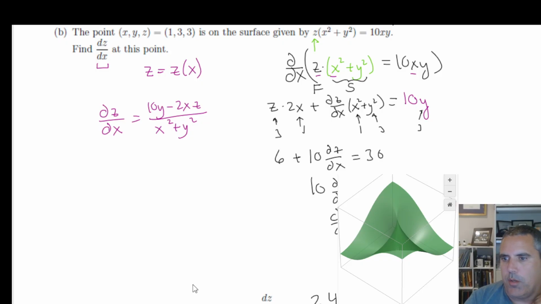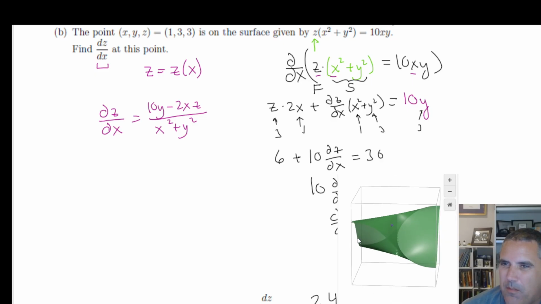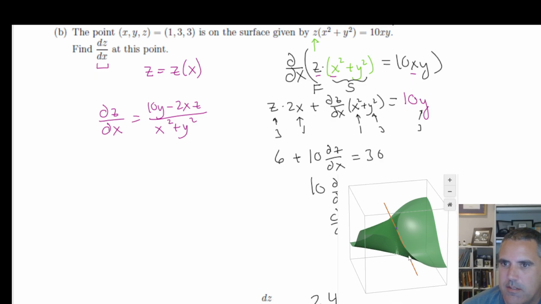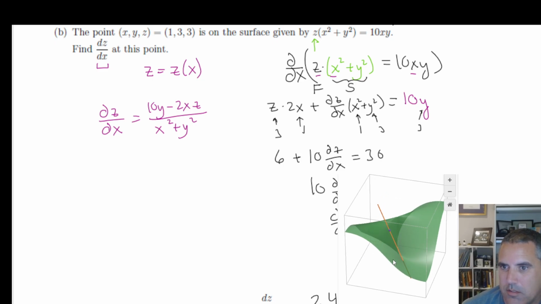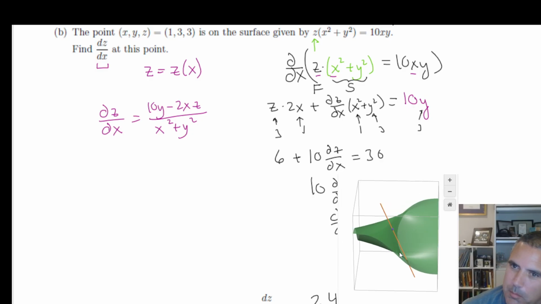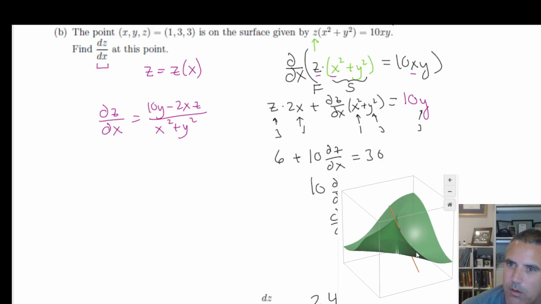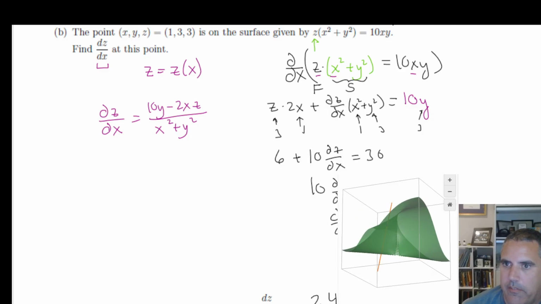Okay, most students did pretty well on that. That's the slope in the x direction. So here's this point right here that I gave. Here is the line in the x direction. How did I give that line? Well, I used the fact that the slope was 2.4. I made a vector that has slope 2.4 in the x direction, and I got that tangent.